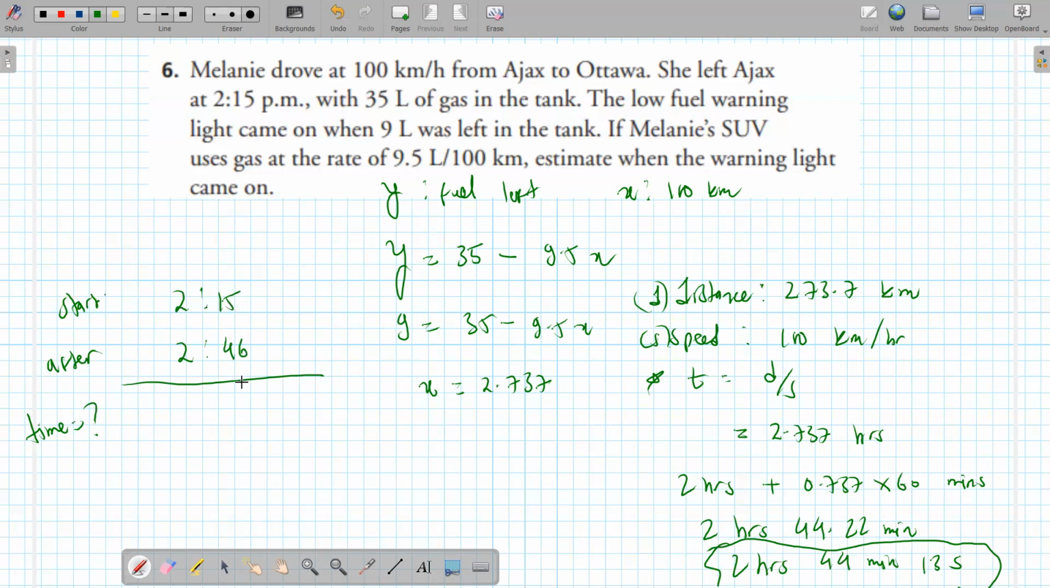Again, just add them up. 5 plus 6 is 11, so it's gonna give 1 to this guy. 1 plus 4 is 5, so it's 4:61 p.m., but that doesn't make sense. So you change this 61 into an extra hour here. So it becomes 5, and how many minutes are left? One. 5:01 p.m. There you go. That's how you'd add time when the numbers are bigger than 60.